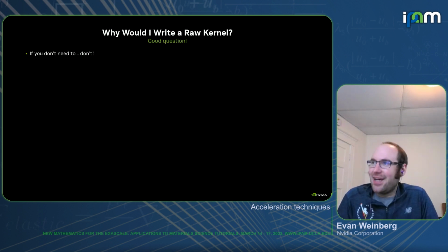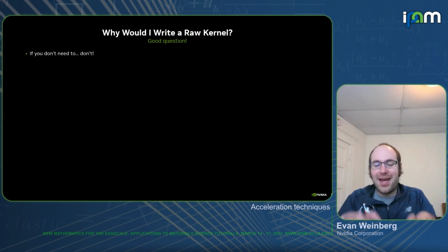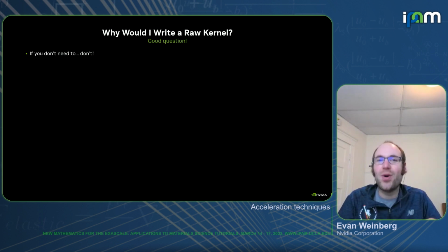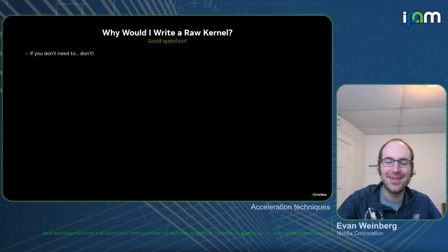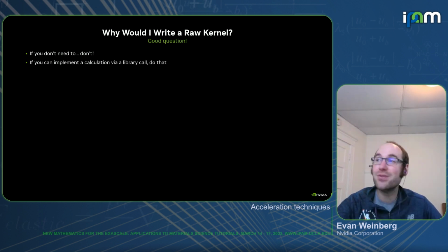Okay, let me get off my libraries soapbox and dig back into the heart of a lot of what I've been saying, which is, why would I write one of those disgusting raw kernels? And hopefully what you've taken away from me so far is just don't. If you don't have to, don't. It's terrible. If you can use a library call, do it. Again, we're all smart. Other people are smarter. Take advantage of their work. Specialize in what you specialize in.